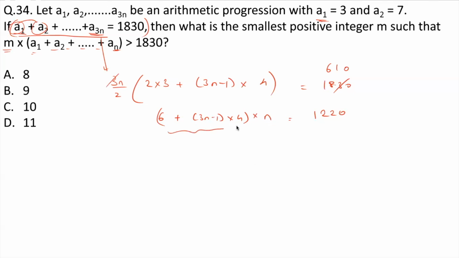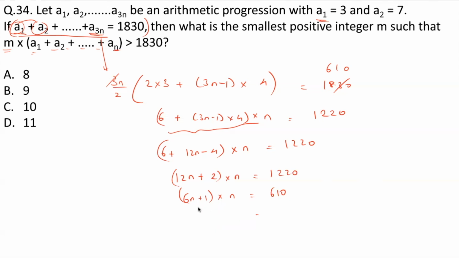If you simplify this now, you're going to get 6 plus 4 3s are 12n minus 4 into n is equal to 1220. 12n plus 2 multiplied by n will be equal to 1220. Okay, so you can basically cancel out 2 everywhere. You're going to get 6n plus 1 multiplied by n is equal to 610.